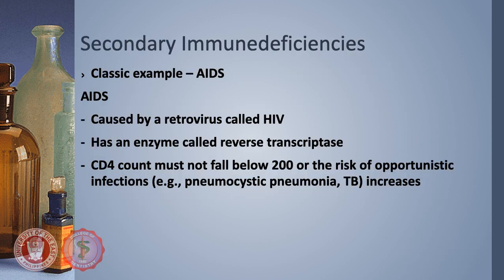AIDS is caused by a retrovirus called HIV. As mentioned earlier, the CD4 helper T lymphocytes are very important in the regulation and function of other immune cells. The CD4 cells make sure that the immune system functions and protects the host from infections. The CD4 cell levels must not fall below 200 or opportunistic infections will set in. It is not the AIDS that will kill the patient, but the infections that use the opportunity that the patient no longer has a functioning immune system.